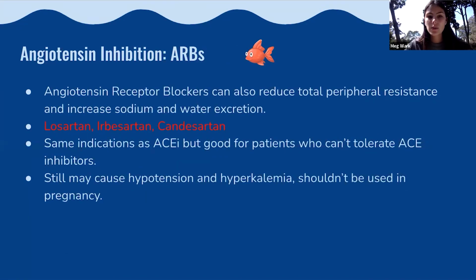We've also got angiotensin receptor blockers. So these are the same principle, they're blocking the receptor for angiotensin instead of blocking the conversion of angiotensin 1 to 2. So these can also reduce the total peripheral resistance and increase sodium and water excretion. The examples are losartan, irbesartan, or candesartan. They have the same indications as ACE inhibitors, but they're good for patients who can't tolerate the ACE inhibitors because of the dry cough. They still may cause hypotension and hyperkalemia and shouldn't be used in pregnancy.